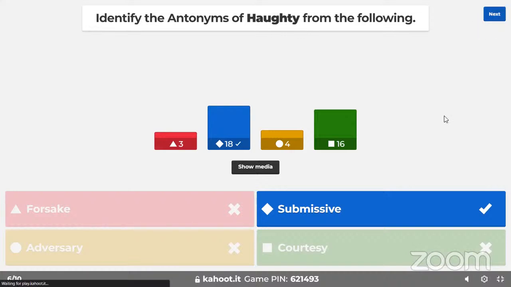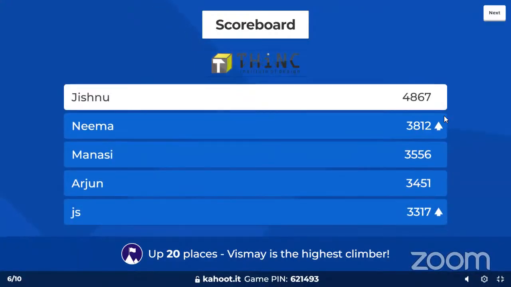Let's see the leaderboard. So here Jishnu still stands on the leaderboard with 4,867 points. Nima has come to the second position with 3,812 points. Manasi has come to the third with 3,556. Arjun has come up to the fourth with 3,451. Jay has come to the fifth position with 3,317 points. And a special mention for Vismay. Vismay is the highest climber in this round. So congrats Jishnu, congrats Nima, congrats Manasi, Arjun and Jay. So really good going guys.